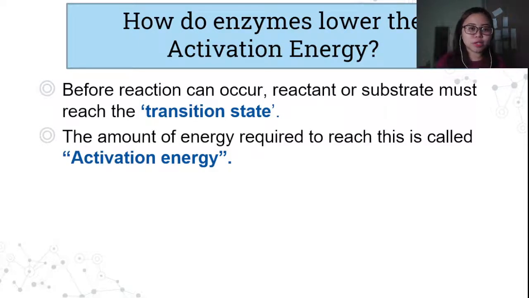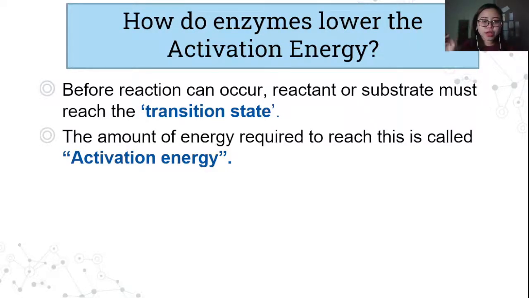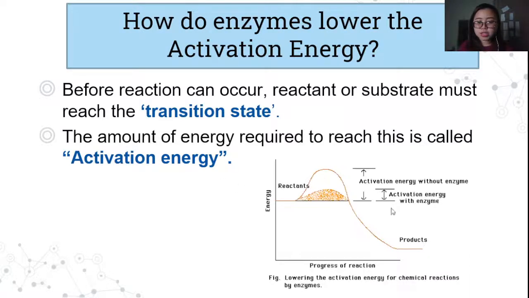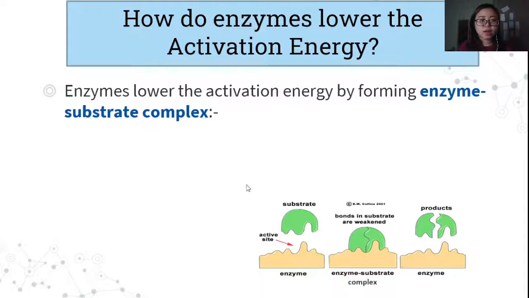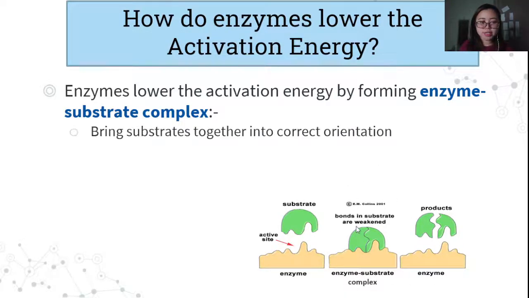Okay, so how do enzymes lower the activation energy? Before a reaction can occur, the reactant or substrate must reach the transition state. So the amount of energy required to reach this transition state is called activation energy. And once again, we are looking at this graph here. Activation energy is talking about this part of the curve. Enzymes lower the activation energy by forming enzyme-substrate complex. Macam mana dia dapat turunkan activation energy? Sebab dia membentuk ini, enzyme-substrate complex.